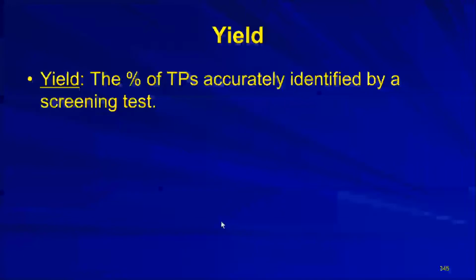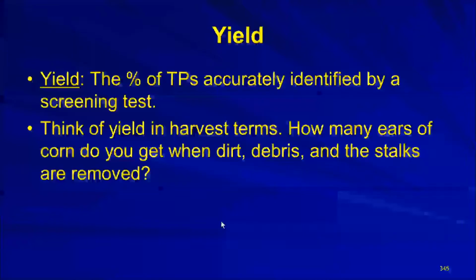Well, we're interested in this ear of corn. If you take away all the dirt, debris, and the stalk, that really is what you're interested in: again, the ear of corn. I'm going to show you how we calculate it, and then I'm going to show you an example so you can plug this information in. So yield, being the ear of corn, is really cell A and true positives.